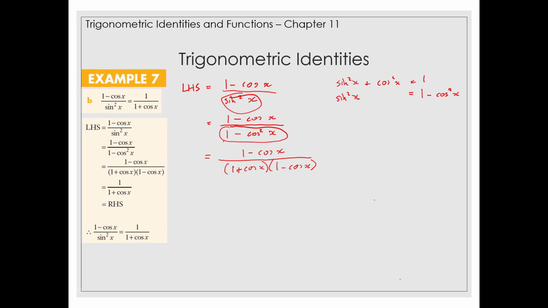Now, at this point, because this whole bit is multiplied by this, I can cancel all of that fraction out, because I can cancel all of that one out. I wouldn't be able to cross out the ones individually, I wouldn't be able to do these cosines individually, but because I'm actually going with the whole expression term, if you like, then I can cancel both of them out. So what I'm left with is 1 over 1 plus cosine x, which is equal to the right hand side.